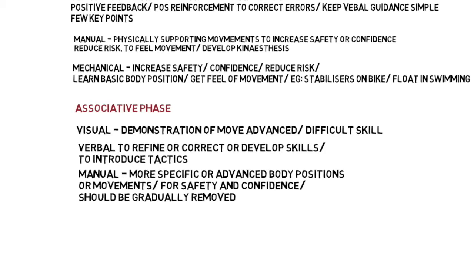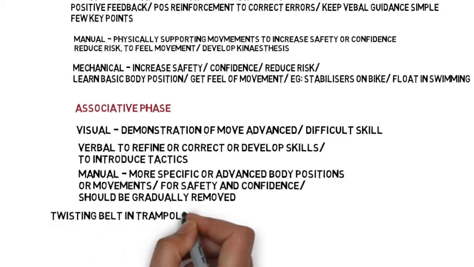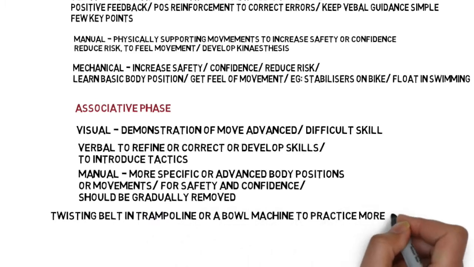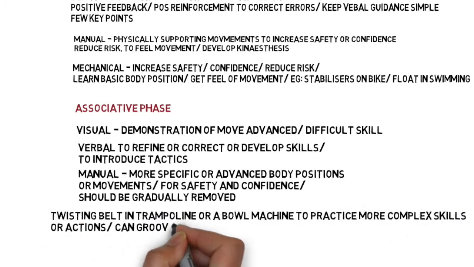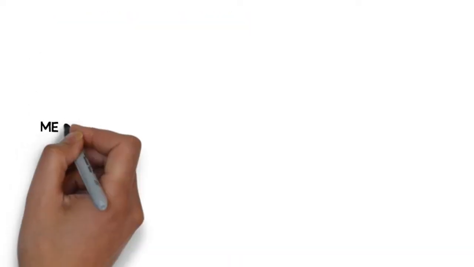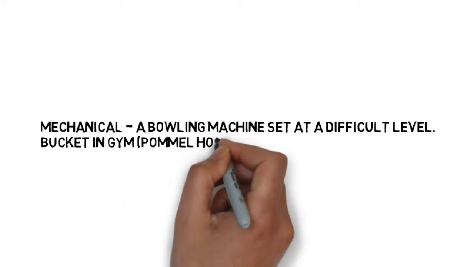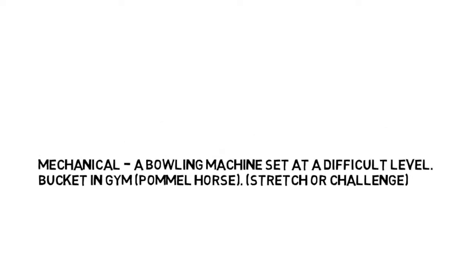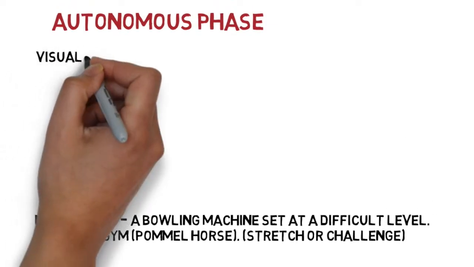For example, think about you supporting somebody in a handstand. They should be able to do it themselves whilst they're in this stage. And again, here we have an example of the mechanical, the twisting belt, for more complex skills, but you can also groove the skill as well. So for the autonomous phase, the mechanical, we're looking at the bowling machine. It's got to be set to a difficult level to stretch or challenge. Another example is the bucket in gym, the pommel horse. You can use that one there as well.